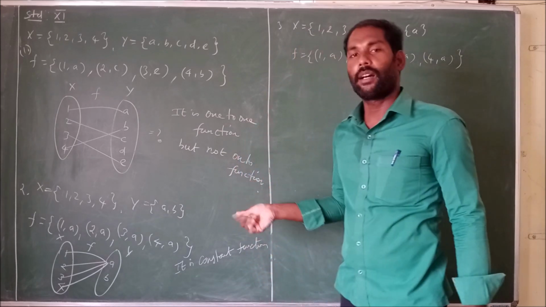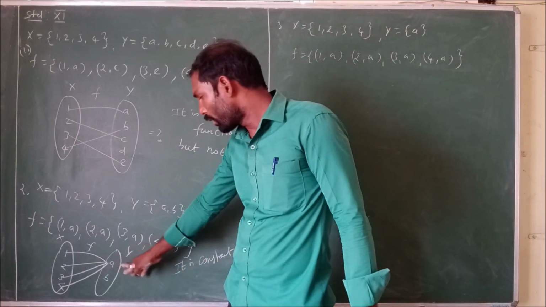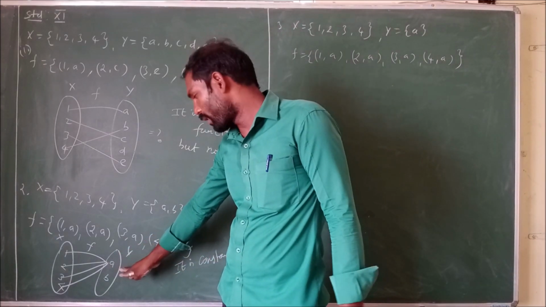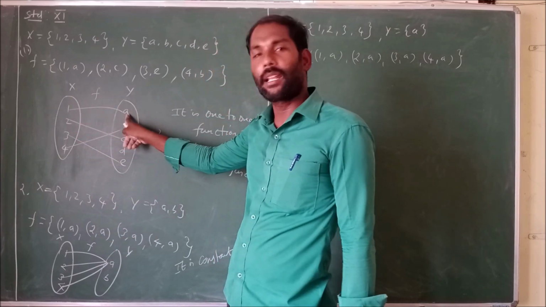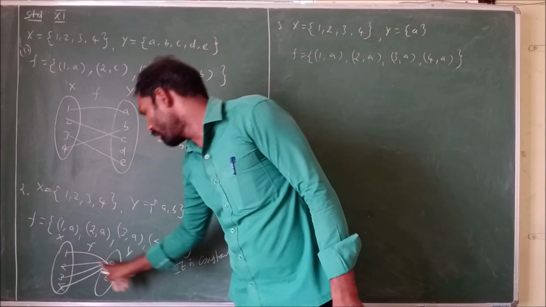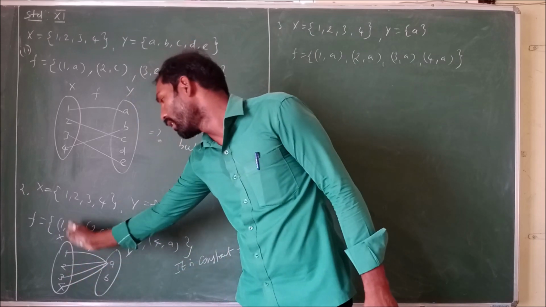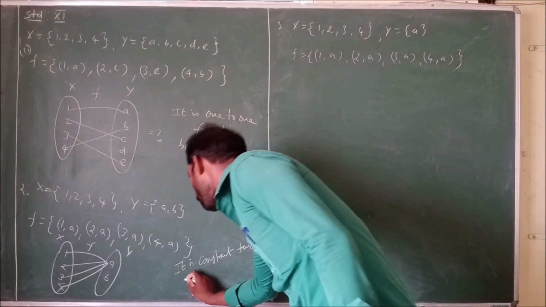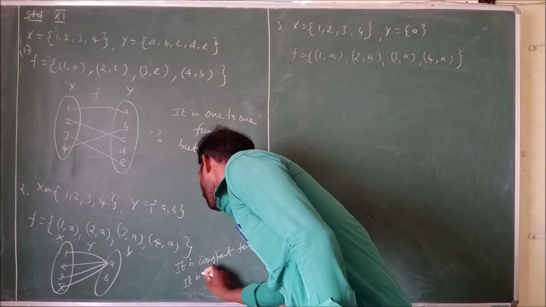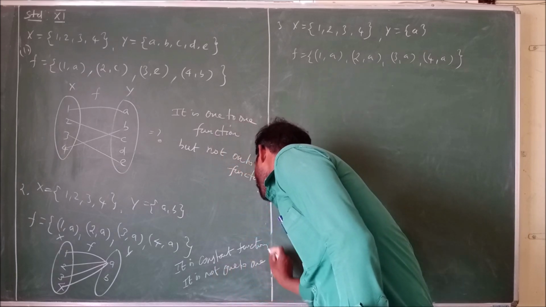Now check whether it is one-to-one. It is not a one-to-one function, because one-to-one means every element has a distinct image. But 1, 2, 3, and 4 are all mapped to A. So it is not one-to-one.